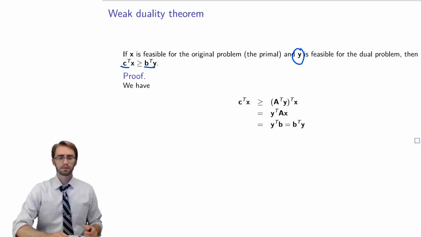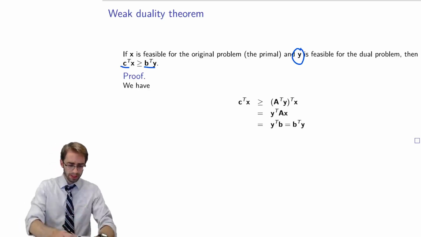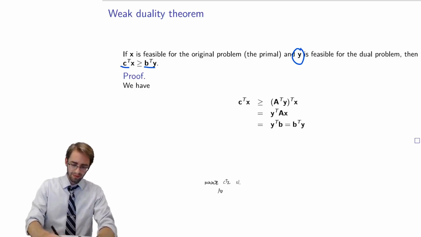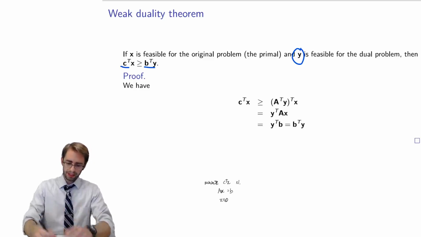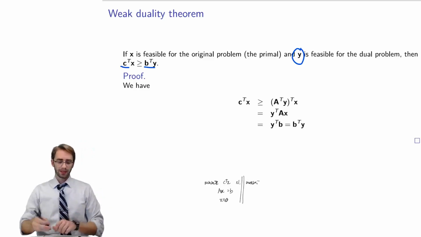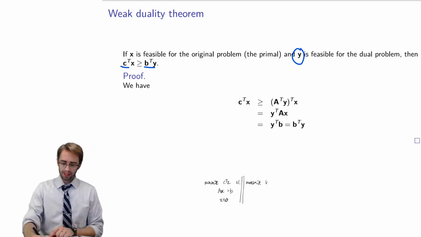Not so difficult. I'll begin by writing out that standard form linear program once again. The primal was minimize C transpose x subject to Ax equals b, and x greater than or equal to 0. And then the dual problem was maximize B transpose y subject to A transpose y less than or equal to C. I'll mark a P for primal, and then a D over here for dual.